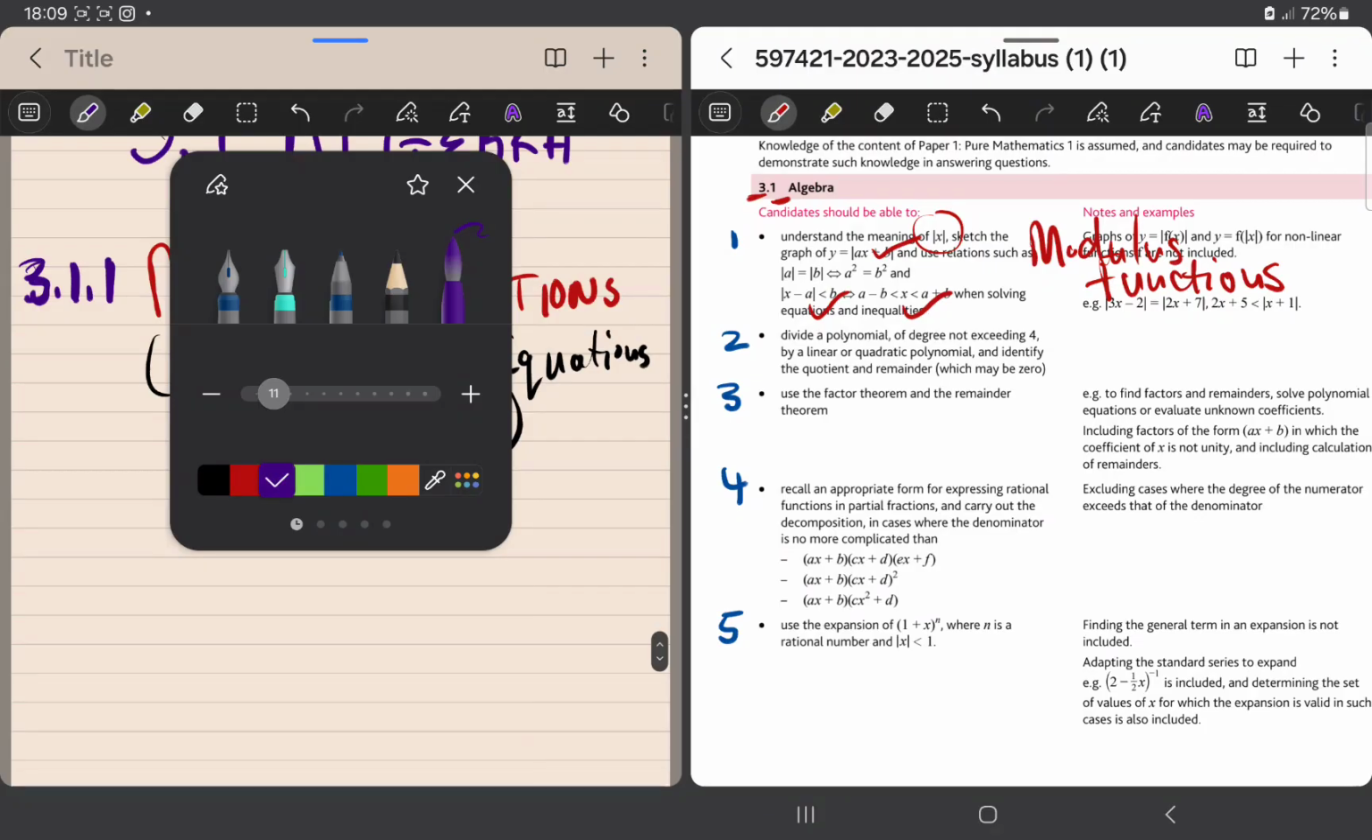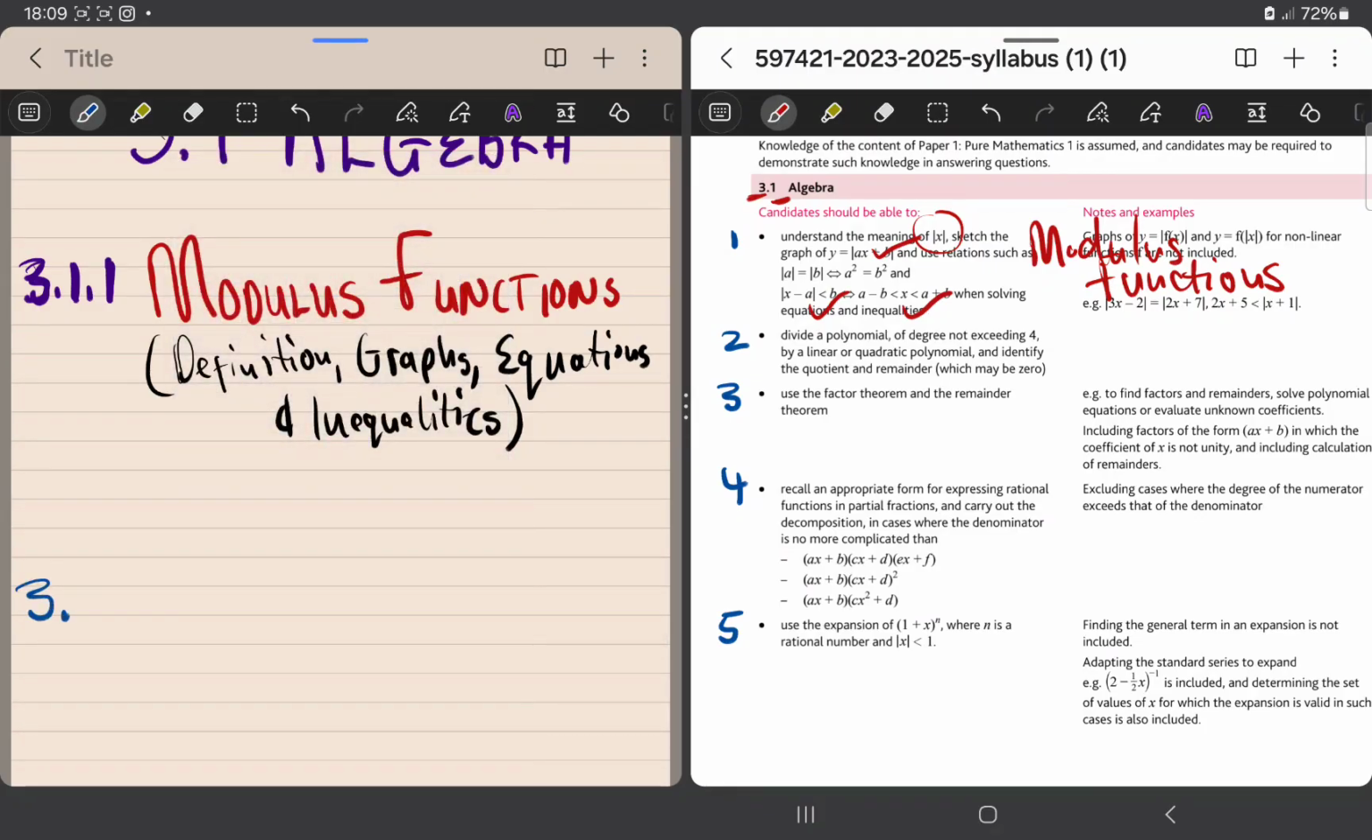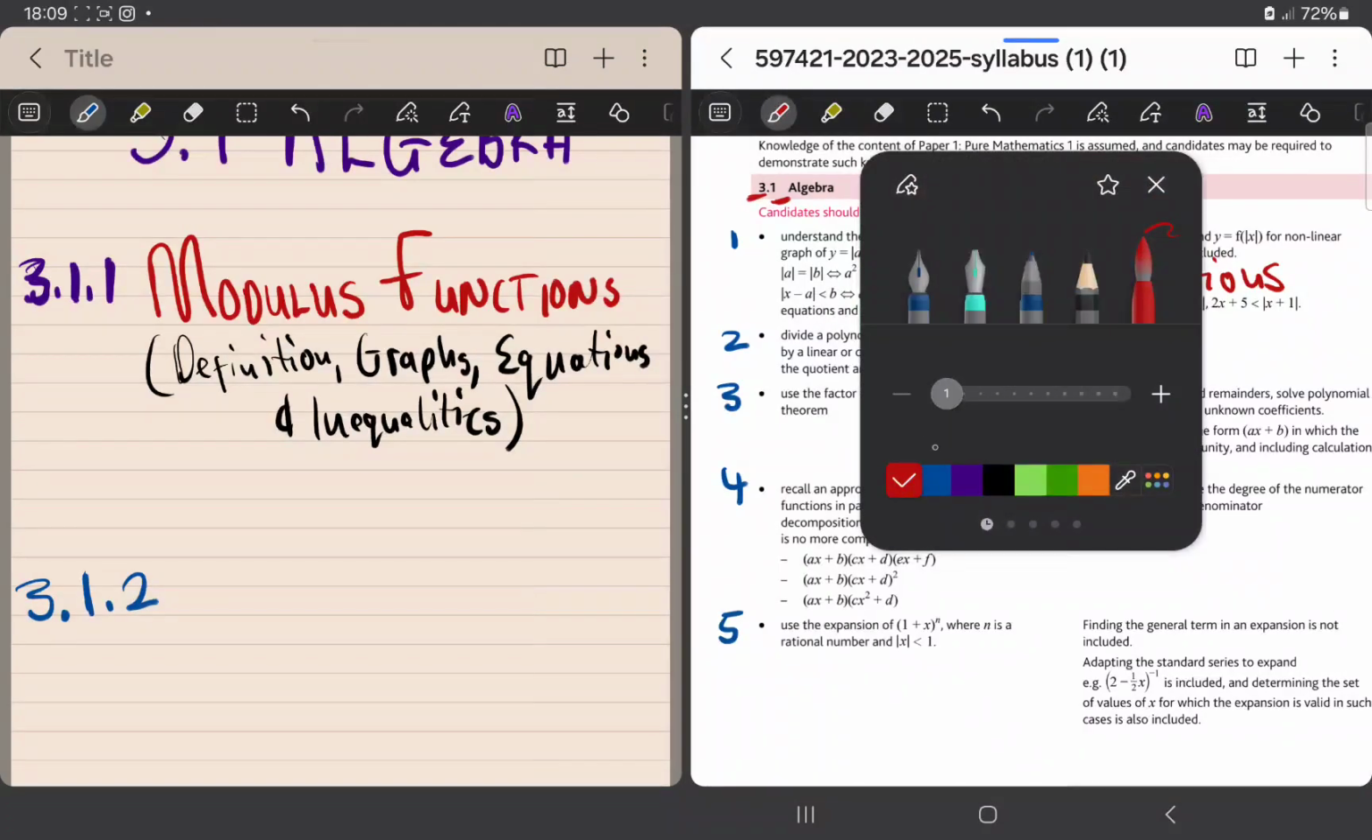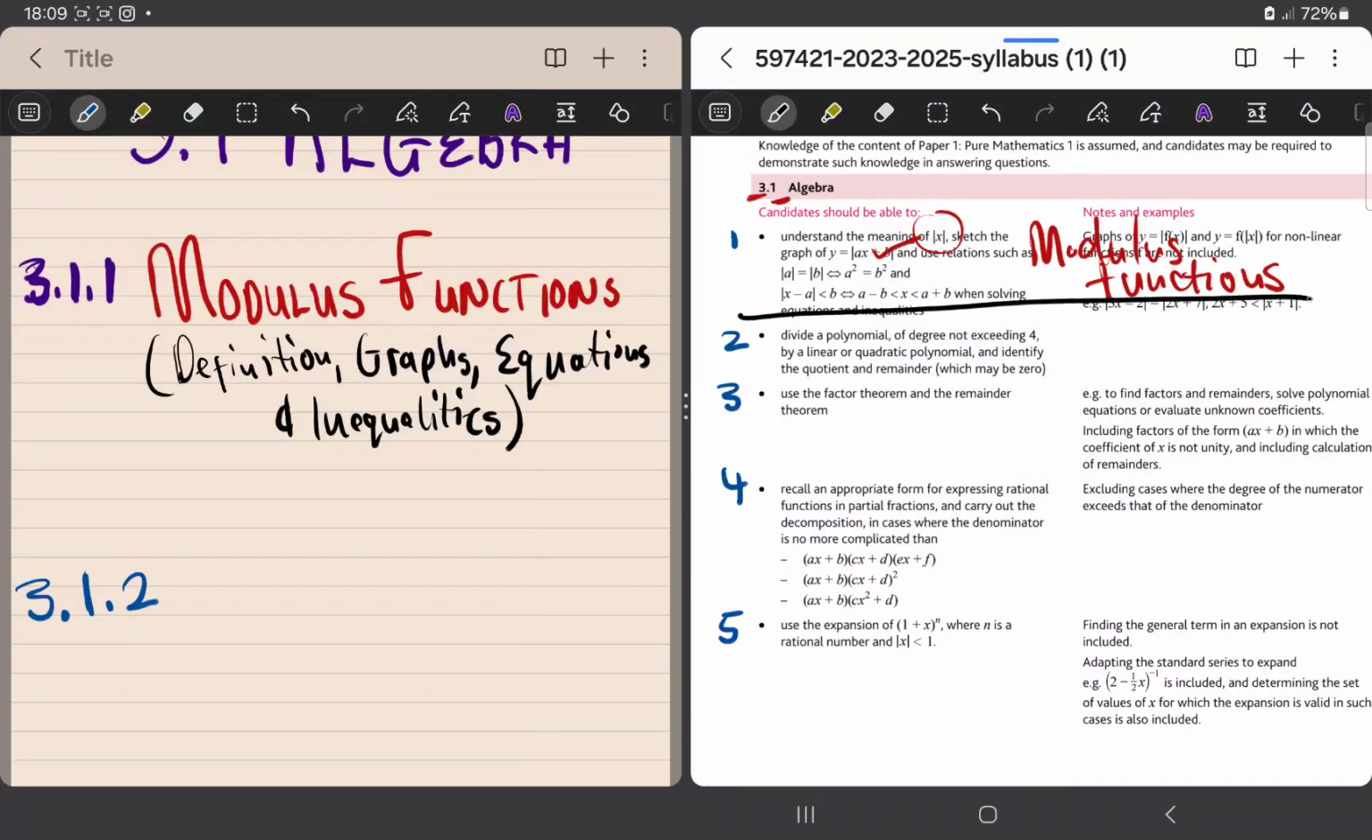Then now we go to the next thing, which is going to be paper 3, topic 1, subtopic number 2. Let's see what this number 2 is going to be about. I'm going to change the crayon to black, so I'm going to underline here.